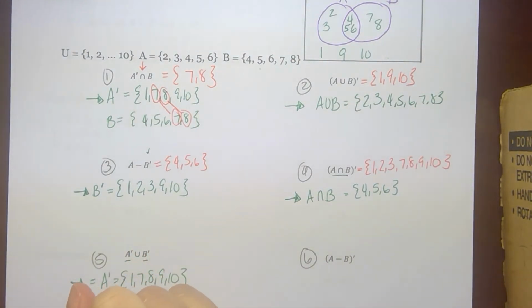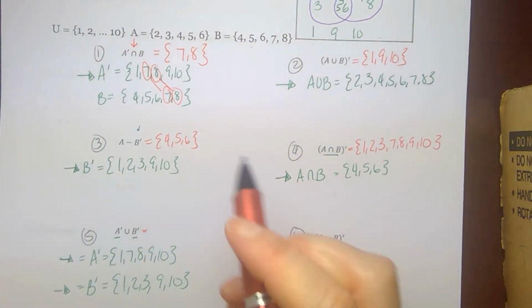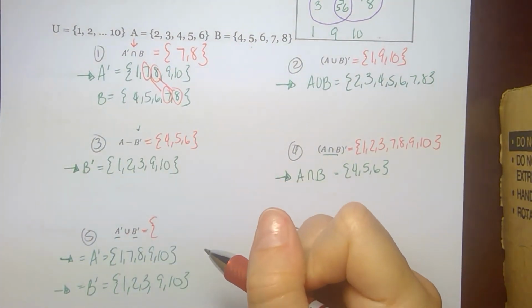And then we found not B here for number 3. 1, 2, 3, 9, 10. What I'm asked for is the union of those 2. So if it is in either list, I get to include it. So we're going to do numerical order, from least to greatest.